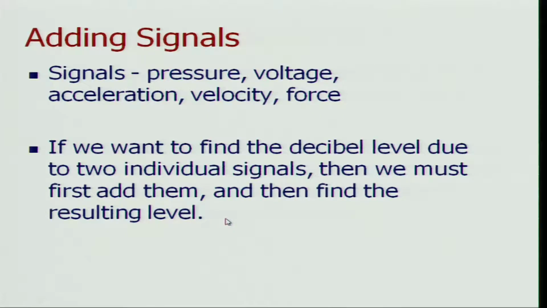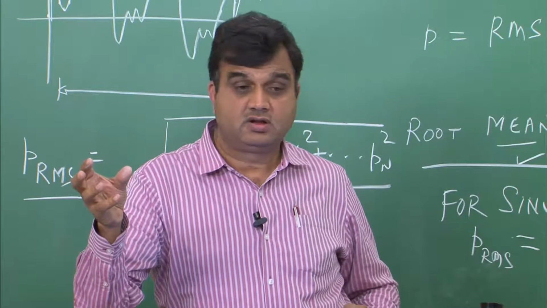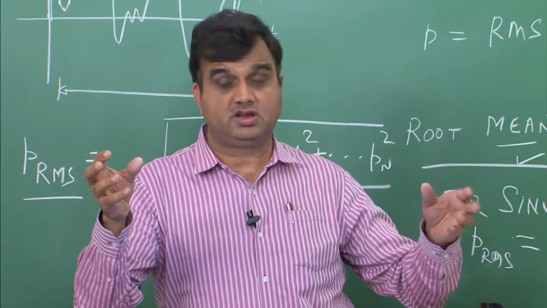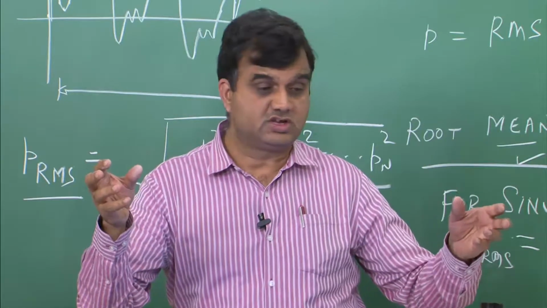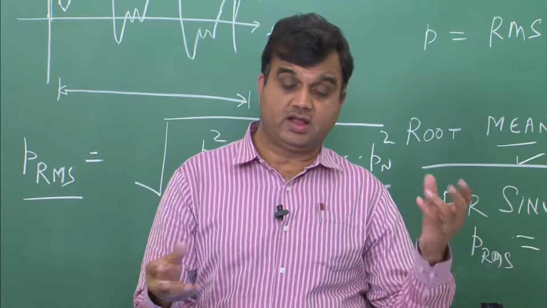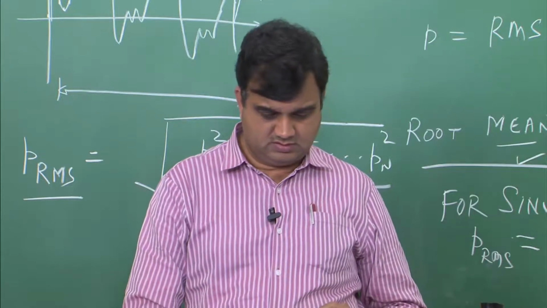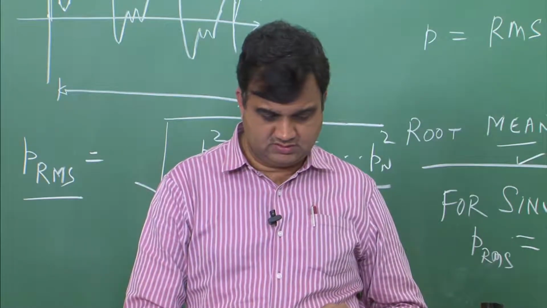What does this mean? Suppose there is a speaker which is generating 1 Pascal pressure, and there's another speaker which is generating, say, 1.5 Pascals. Then in certain situations we can add them up. And when do we add them up? This is what it says.